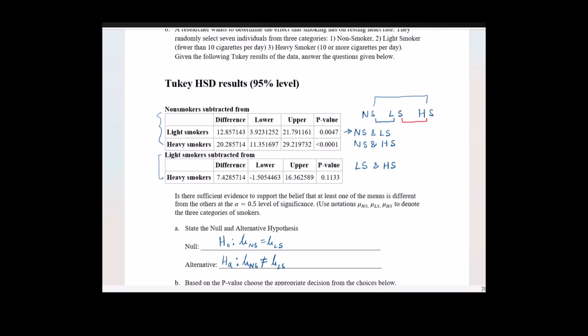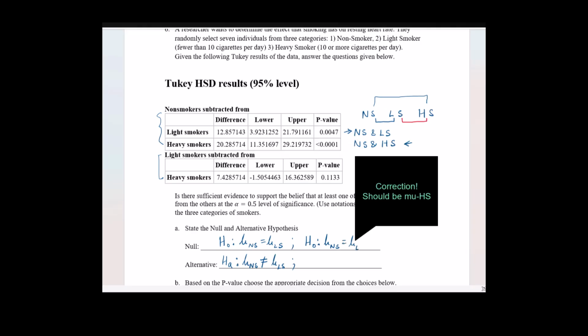Then the second one is comparing NS and HS. So how do we write that? Same process, but this time the subscripts are going to be different. So mu sub NS is equal to mu sub HS for the null hypothesis statement, and for the alternate hypothesis statement it's going to be mu sub NS is not equal to mu sub HS.